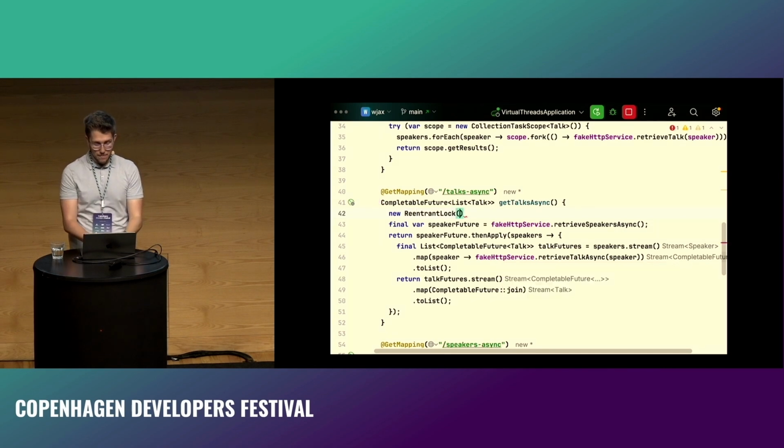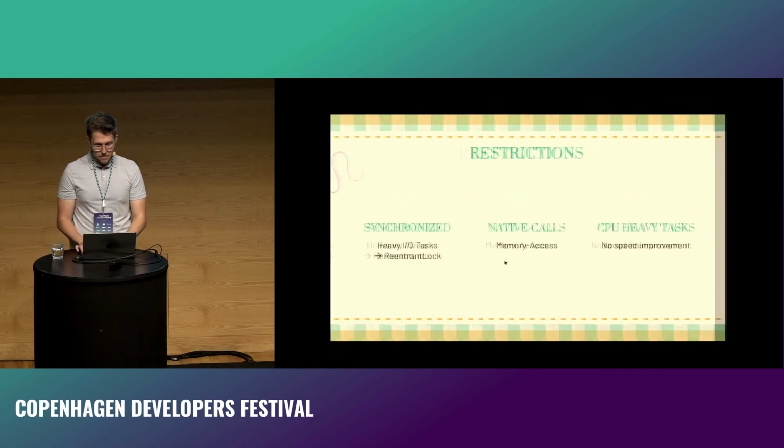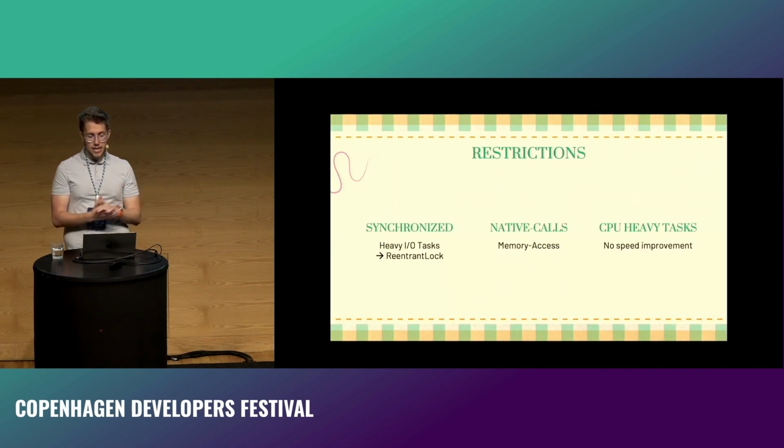This is a normal Java class, and you can then use it to basically achieve the same as you have with synchronized. And the next thing which you can't really solve is native calls, because when you have native calls to, for example, C code, then it's possible that they access memory addresses, and because virtual threads move themselves into the heap, this gets complicated when accessing the memory. So then it will be pinned in the worker thread, and the virtual thread will be pinned together.